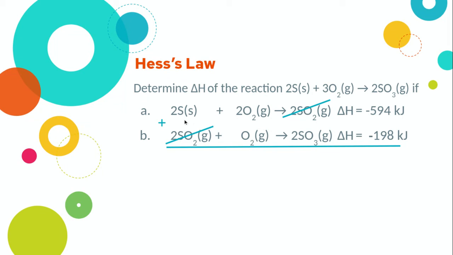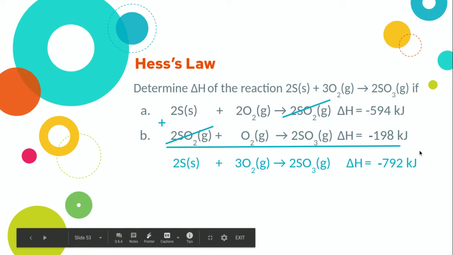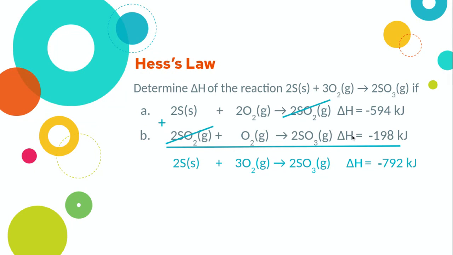I don't have any more sulfur, so it's going to stay the same. I have 2 moles of oxygen in the top equation and 1 in the bottom equation, so 2 plus 1 is 3. I don't have any sulfur trioxide in my top, but I have 2 in the bottom. So I have 2, 3, 2. That matches the mole ratio of the reaction that we're looking for, so I know that this is good. Now all I have to do is take my delta H and add those together also. This is my final answer: delta H is going to equal negative 792 kilojoules.